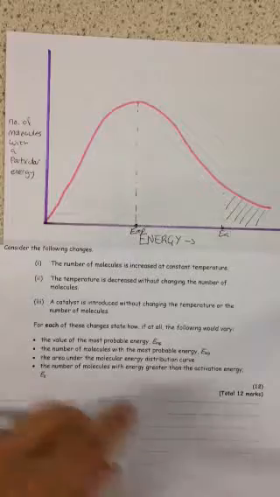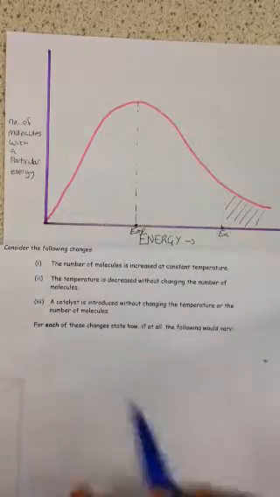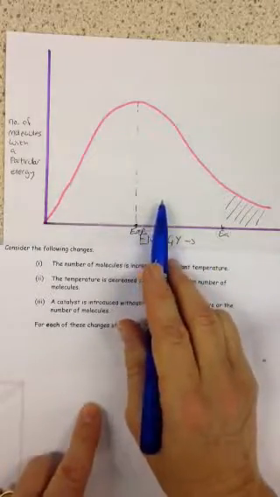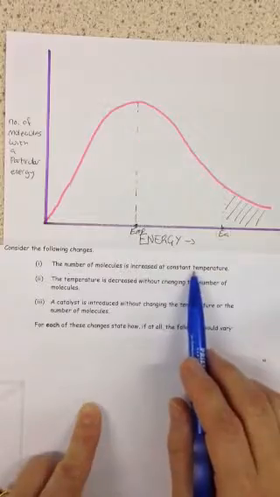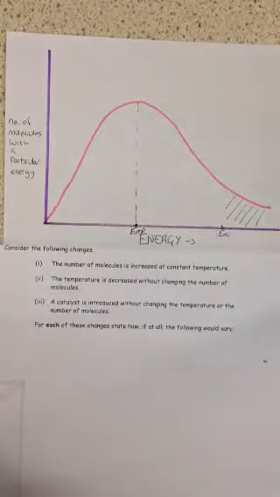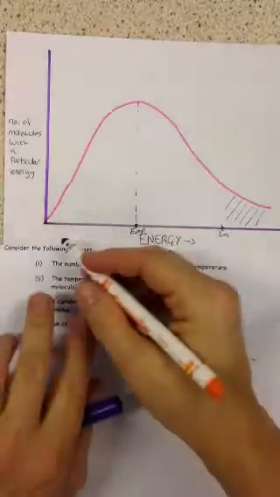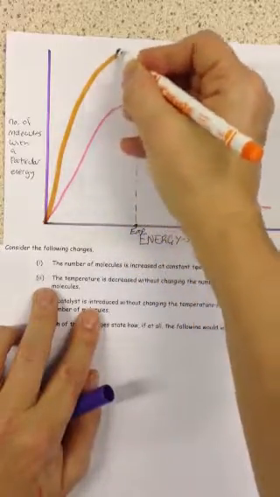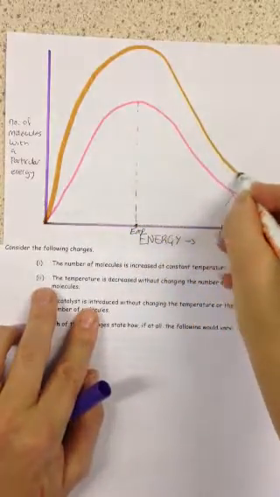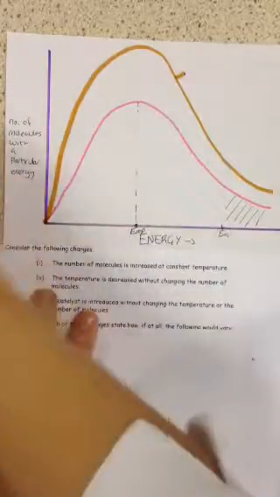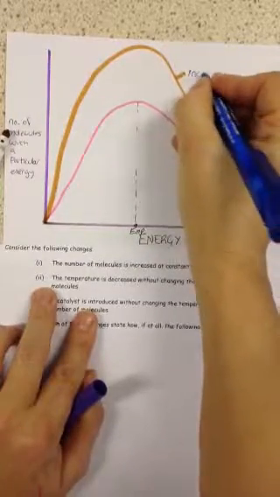First of all, if we address the first part here, changing the number of molecules at a constant temperature. So we're going to increase the number of molecules in this sample at exactly the same temperature. Remember that the area under the curve is the number of molecules. So let's say we increase the number of molecules in the sample. Therefore, the distribution is going to increase. The area under the curve is increasing because we've increased the number of molecules. Now, let's label that: increased number of molecules.